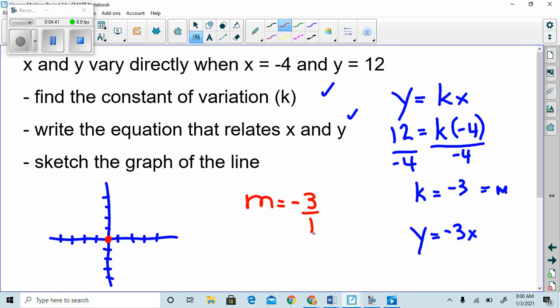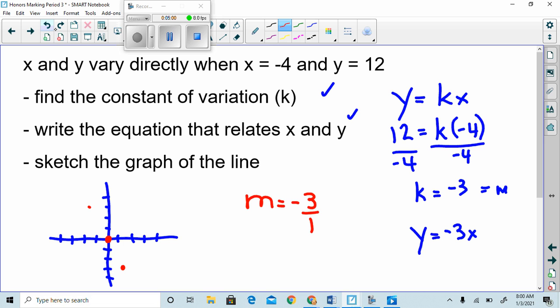Slope is a ratio of rise over run, so I have -3 as a ratio. It's over 1. I'll count down from that point, 1, 2, 3, and over 1. If I wanted to, I could extend it up, and then I connect those points, and there, oops, not a very good line, but that's the graph of this line. Let me see if I can make that a little bit smoother. That's a little bit better. And then we could be asked to evaluate it.